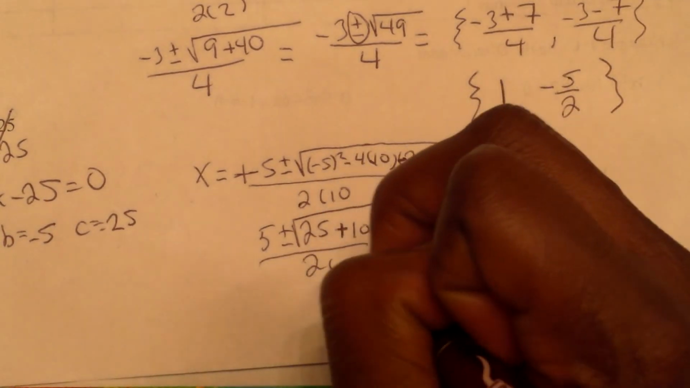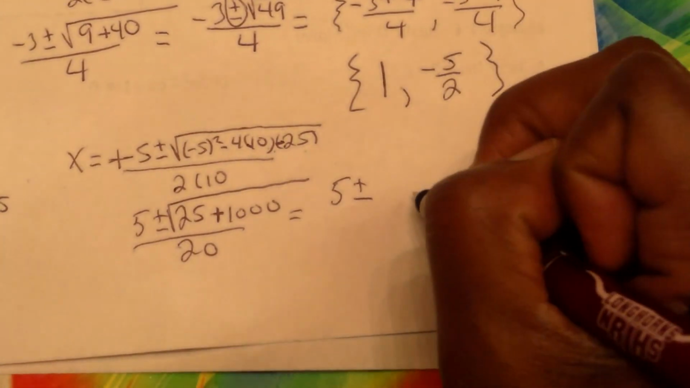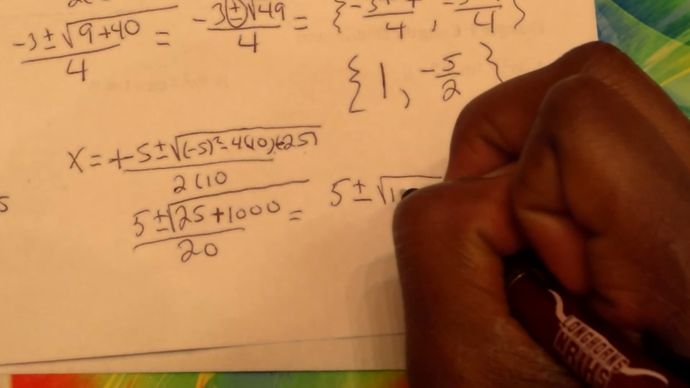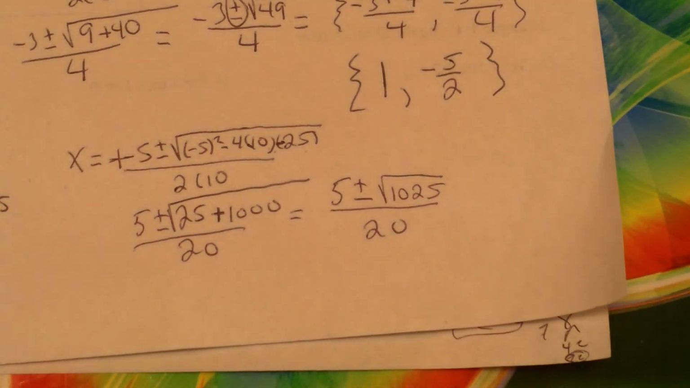1,025 all over 20. That's going to reduce to 5 plus or minus the square root of 1,025 all over 20. Is there a square root of 1,025?